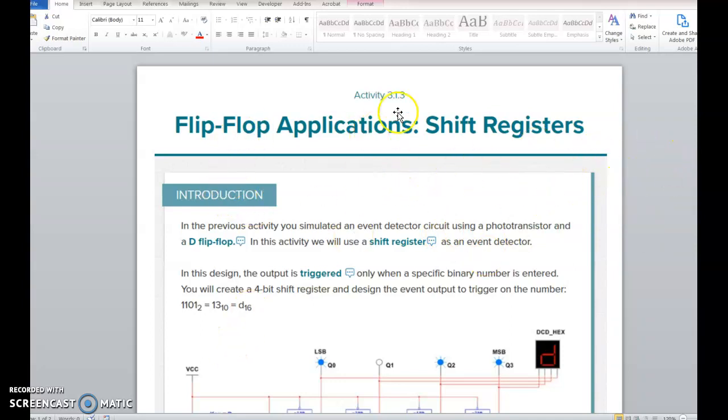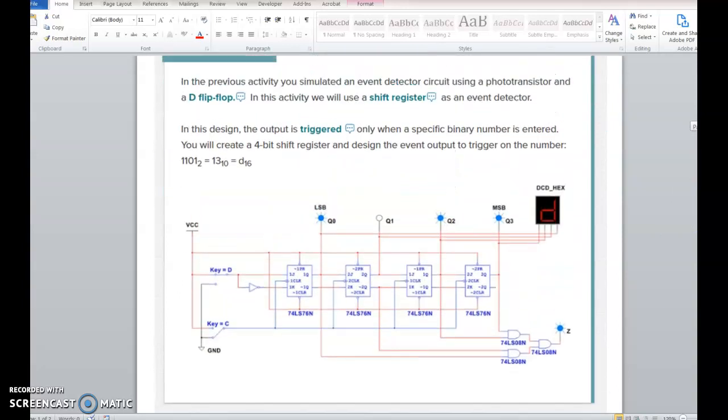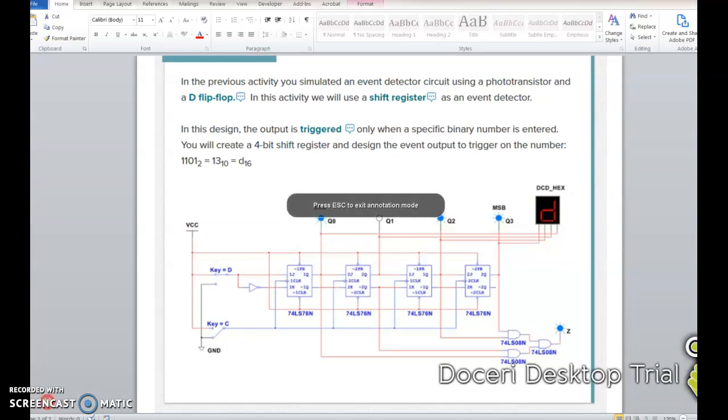Okay, so this activity is 3.1.3. This is a flip-flop application with shift registers. So what is a shift register? Well, a shift register uses flip-flops, and it literally shifts the information from one flip-flop to the other.